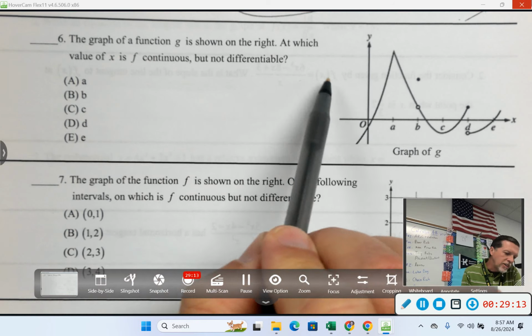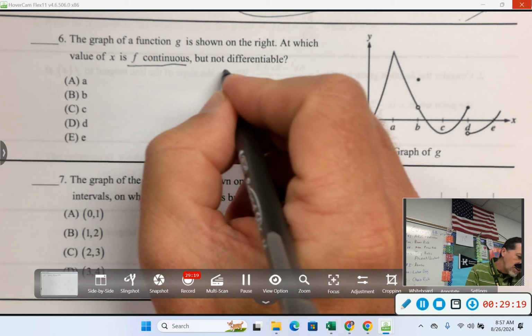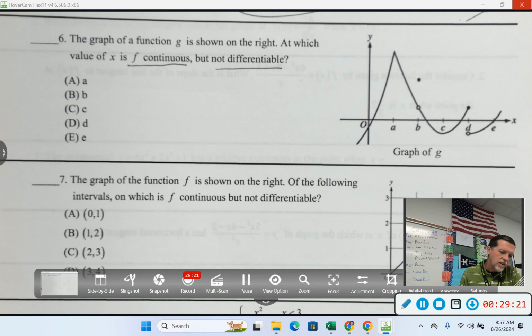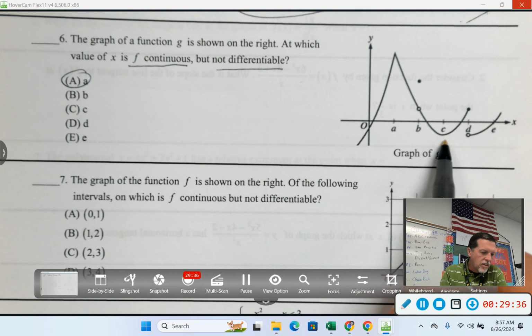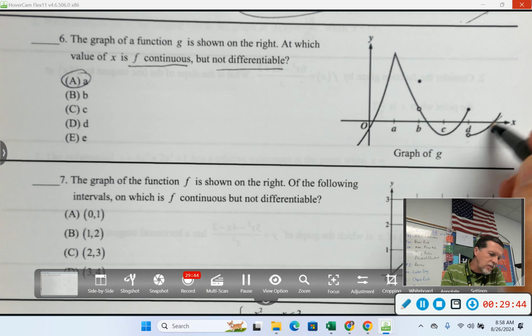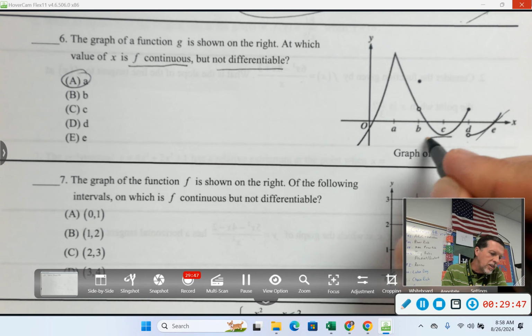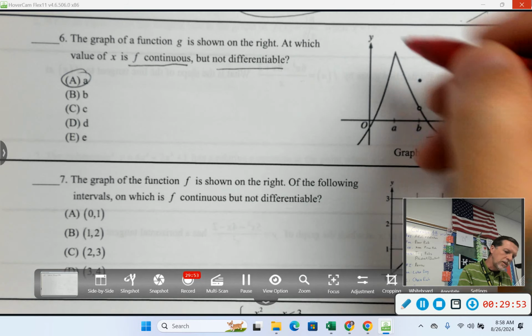Number 6, the graph of a function shown on the right, at which value of x is f continuous but not differentiable? Continuous but not differentiable. Definitely A. Let's see, B is not even continuous. C is continuous and differentiable. D is not differentiable but also not continuous. And E is continuous and differentiable. Like there's slopes at C and E, so we're good with those. So yeah, that one was A because of the cusp.